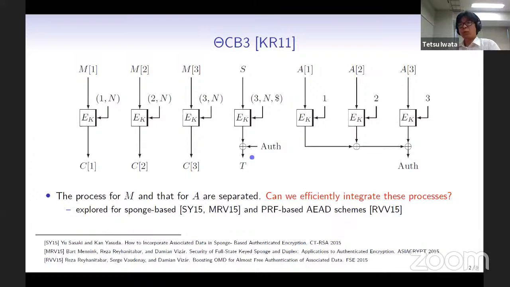So the process for plaintext and that for associated data are separated. And the question we ask is whether we can efficiently integrate these processes to reduce the number of primitive calls. This is a natural question to ask because it was explored for sponge-based and PRF-based AEAD schemes.